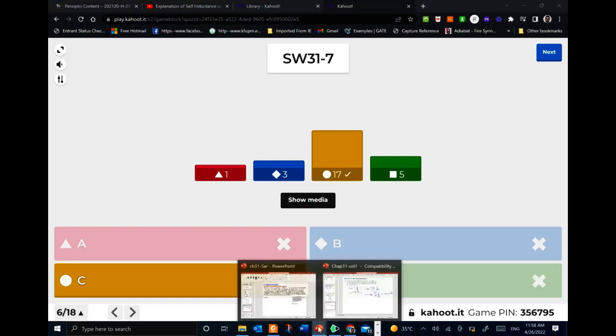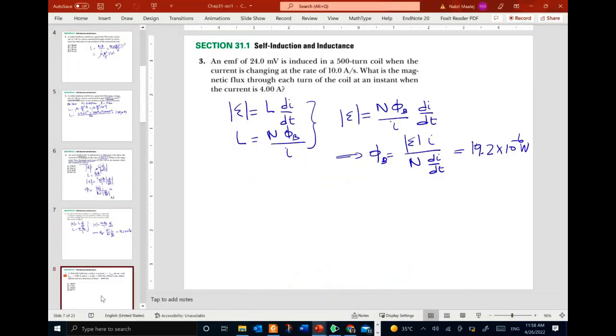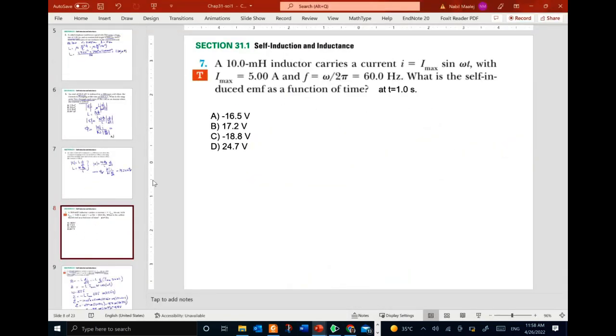Okay, so let's look at this one. Here we have a 10 millihenry inductor that carries a current given by a sinusoidal function I max sine omega t. I max is 5 amps and the frequency f, which is omega over 2 pi, is 60 hertz. So omega is 120 pi radians per second. Okay, what is the self-induced EMF?